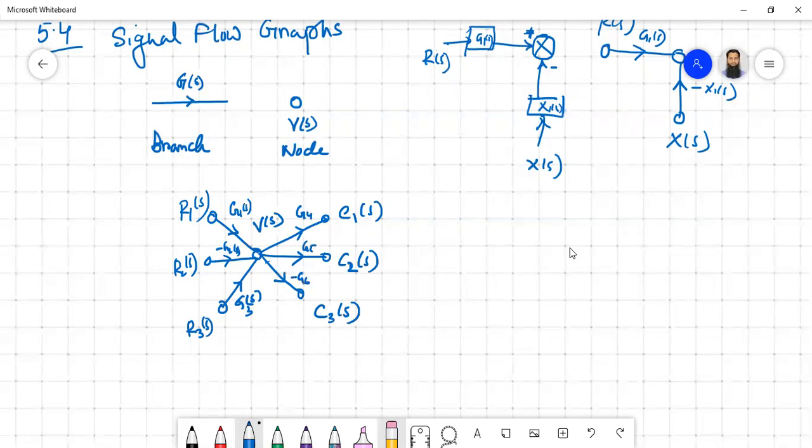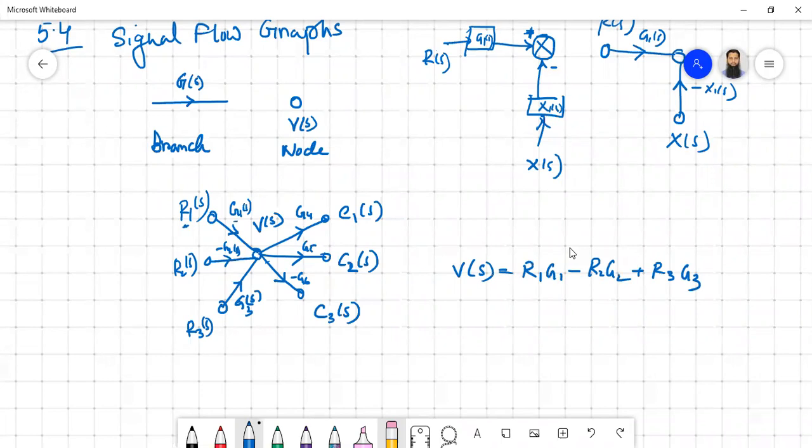So how is it actually represented? What is V? V is the summation of all the inputs. So we can write V(s) equal to the multiplication of R and G: R1 G1, plus, the second one has a minus sign, so minus R2 G2, plus R3 G3. So this is very simple.